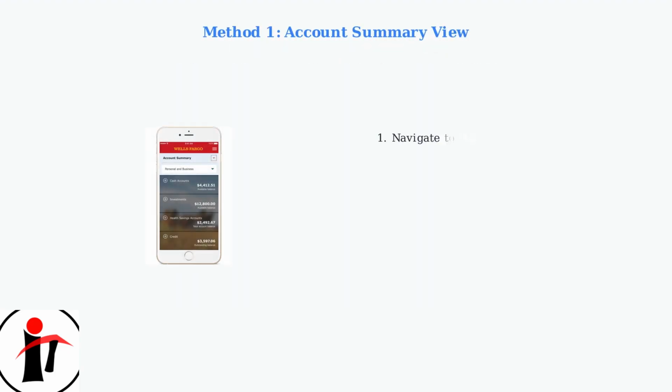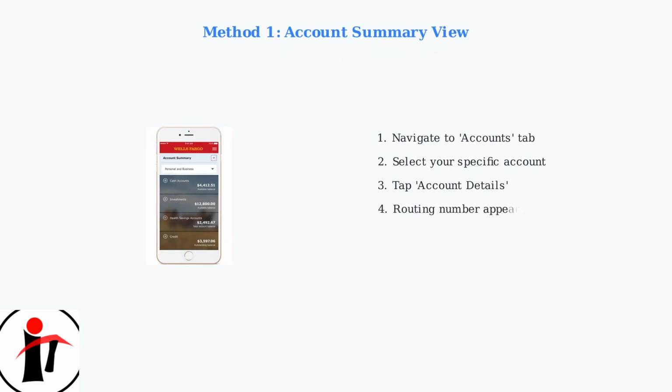The Wells Fargo mobile app provides multiple convenient ways to find your routing number. The 2025 version features enhanced security and an improved user interface. Method 1 uses the Account Summary view. Navigate to the Accounts tab, select your specific account, then tap Account Details. Your routing number will be displayed in the Account Information section.